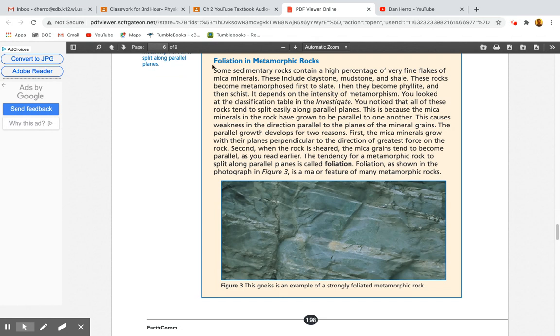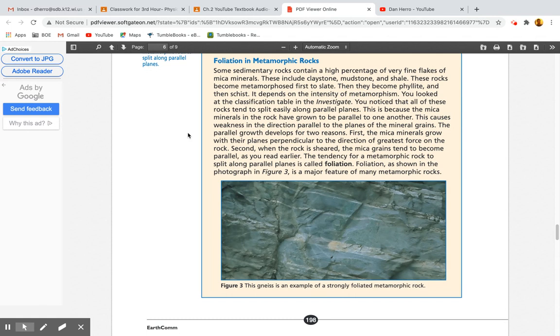Foliation in metamorphic rocks. Some sedimentary rocks contain a high percentage of very fine flakes of mica minerals. These include claystone, mudstone, and shale. These rocks become metamorphosed first to slate, then they become phyllite, and then schist. It depends on the intensity of metamorphism. You looked at the classification table in the Investigate.